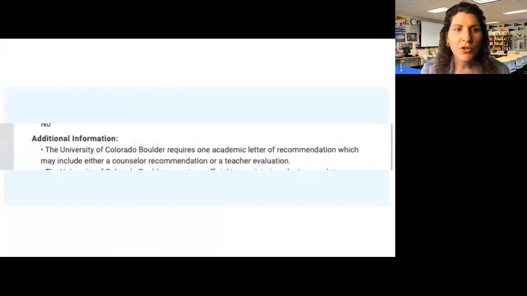And then the next picture, this was me just zooming in really closely, also from the Common App information. It just says the University of Colorado Boulder requires 1 academic letter of recommendation, which may include either a counselor recommendation or a teacher evaluation. And so again, if you've asked 2 teachers and your counselor, you will be clear for the University of Colorado Boulder. But this is the type of language we're talking about when we say you want to check each school that's on your list and be crystal clear on what their letter of recommendation policy is.